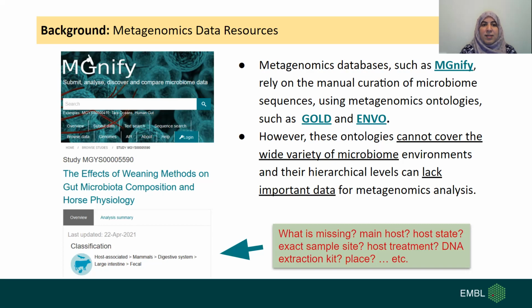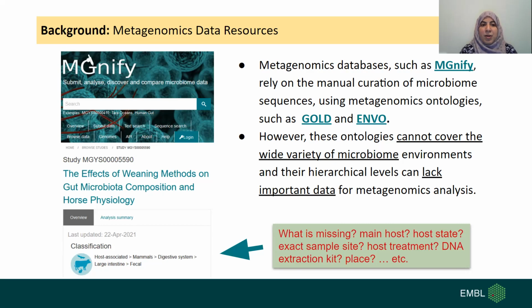So the study on the left is a study retrieved from Magnify. It is about the effects of weaning methods on gut microbiota in horses. And as you see, the curators managed to tag this study with gold hierarchical level that has host-associated mammals, digestive system, large intestine, fecal assays. And as you can see here, even though all these tags are correct, they are kind of general because the study was in horses and there was no hierarchical level in gold ontology that fit into the study description.